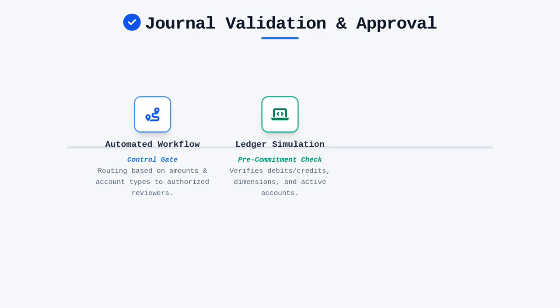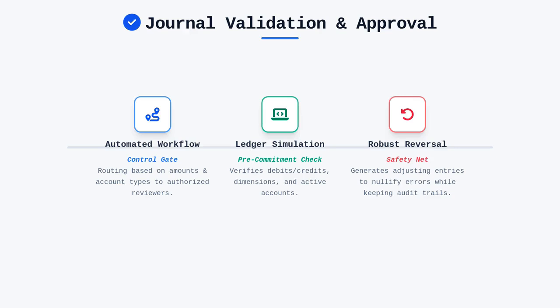Before final commitment, the system allows you to perform a ledger posting simulation, which verifies that the entry balances according to the debits and credits required by the accounting setup. This simulation provides immediate feedback on potential errors, such as missing dimensions or inactive accounts, allowing for correction before the data becomes immutable. If an entry is inadvertently posted despite errors, the system provides a robust reversal functionality that generates the necessary adjusting entries to nullify the effect on the ledger while preserving a clear historical record.